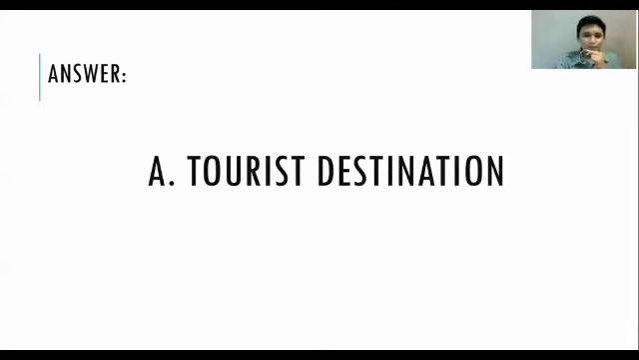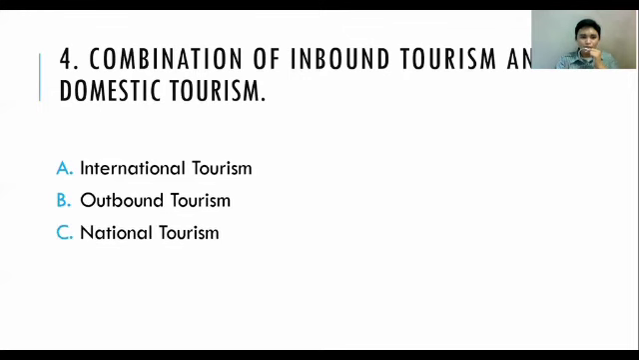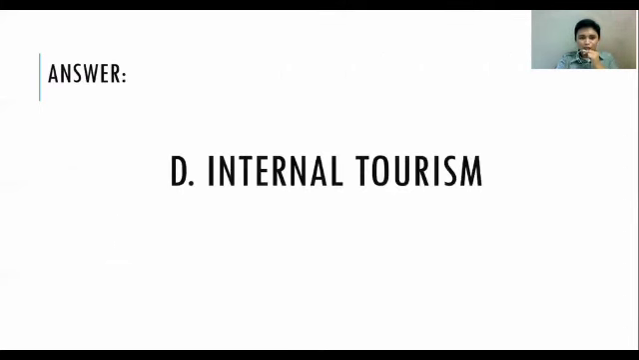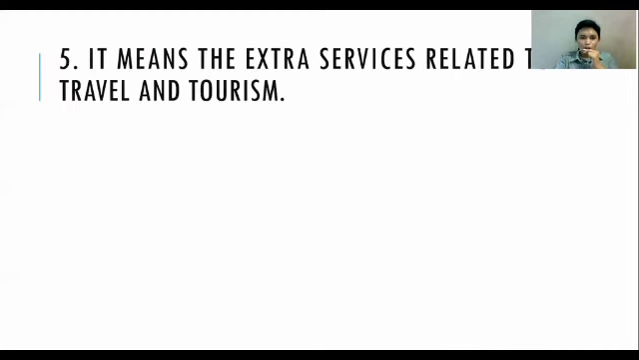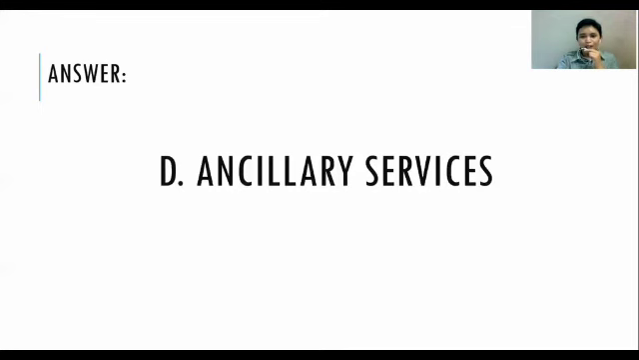So it's easy, no? It is a combination of inbound tourism and domestic tourism. A. International tourism. B. Outbound tourism. C. National tourism. D. Internal tourism. Answer: internal tourism. And for the last question, it means the extra services related to travel and tourism. Attraction, amenities, accessibility, or ancillary service. Answer: ancillary service.